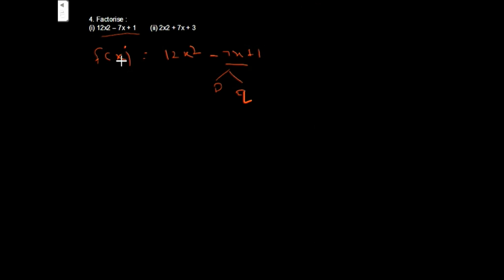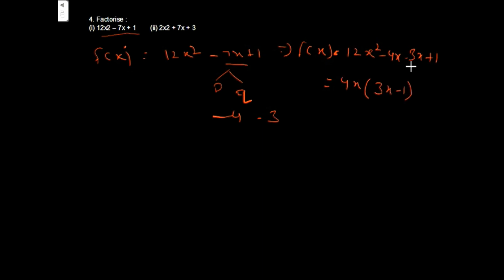So I will break this minus 7x into minus 4x and minus 3x. So this expression f(x) can be written as f(x) equals 12x square minus 4x minus 3x plus 1. From the first two terms, I can take out 4x as common. So taking 4x common from the first two terms, in the bracket I will have 3x minus 1, and from the last two terms I can take minus 1 as common.